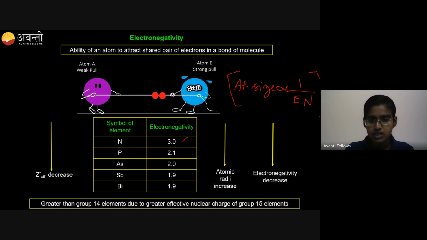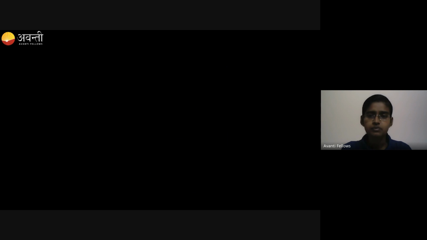And nitrogen is the third most electronegative element in the whole periodic table. First most electronegative element is fluorine. Second most electronegative element is oxygen. Third most electronegative is nitrogen and chlorine. Okay, so here nitrogen is coming in the third place in the periodic table for electronegativity. So this is the trend.